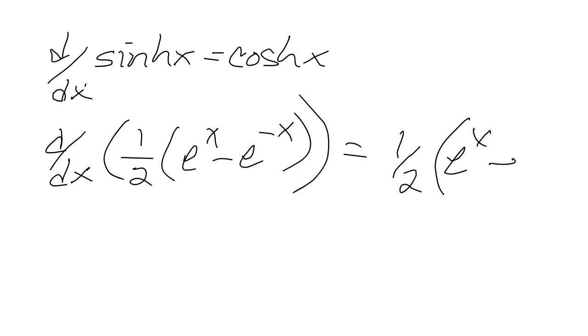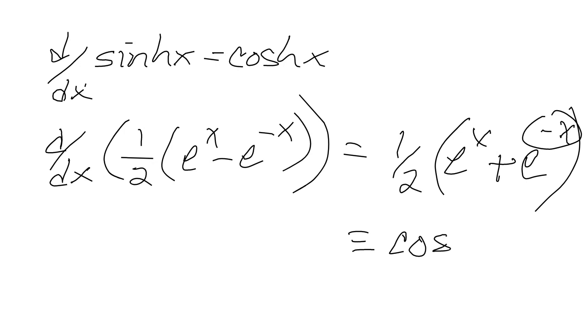It'd be e to the minus x times the derivative of the exponent, which is -1, so that actually makes that a plus, right? I think you were saying it right. You just didn't say it like I did it. Because I've got that exponent, I have to take the derivative of the exponent as well because it's a function of x. So what is this equivalent to? This is equivalent to cosh x, by definition. So we proved that one.